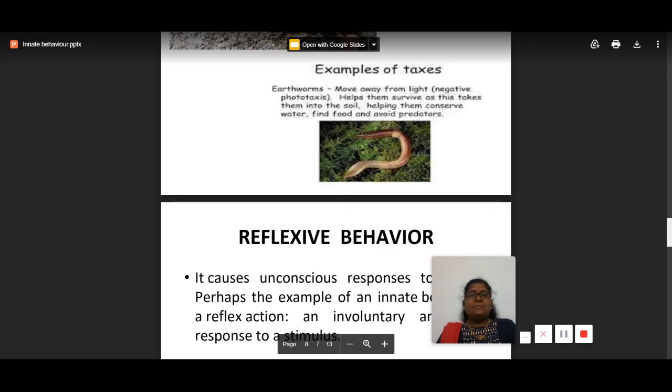An example of taxis is the earthworm. Earthworms move away from light, which is negative phototaxis. This helps them survive, as it takes them into the soil, helping them conserve water, find food, and avoid predators. We know earthworms are beneficial organisms, as they bring about soil fertility; they are the farmer's friend. Those are negative responses towards phototaxis.